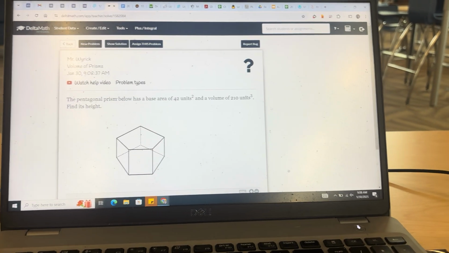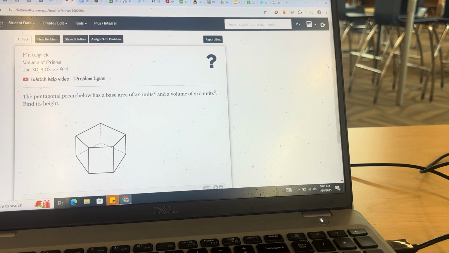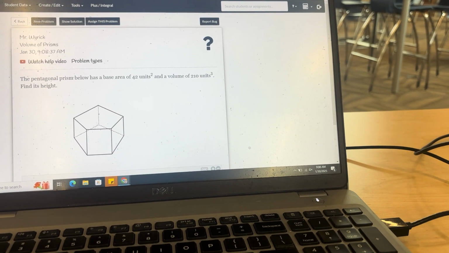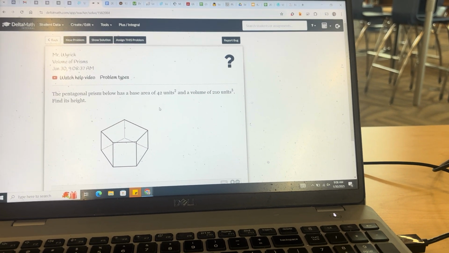We have a pentagonal prism, but it tells you the area of the base. So all you'd have to do is take this and multiply it by the height in order to get the volume. So it's not anything complicated where you have to actually find the area of that pentagon just yet. Who knows if we'll get to that this year or not.